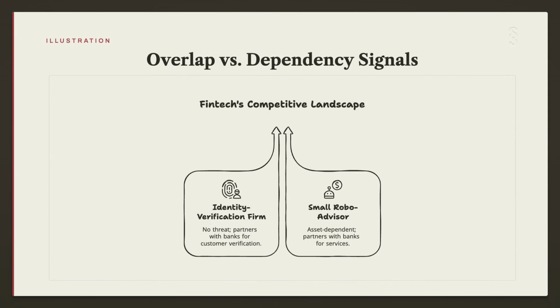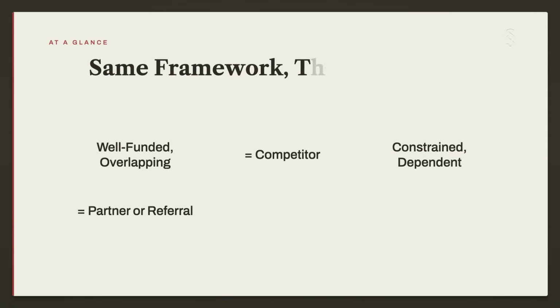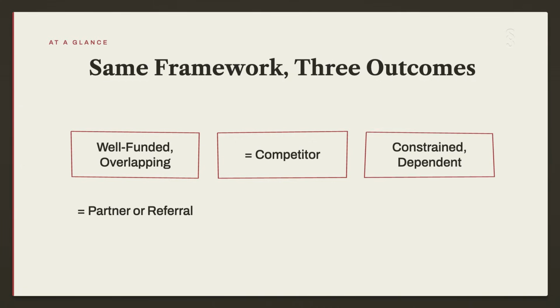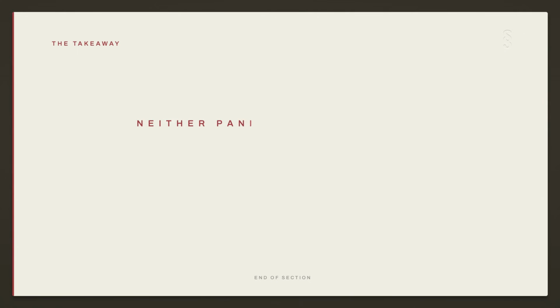Two classic examples make the logic concrete. The identity verification firm sells only to banks, so there's no customer overlap and no reason for alarm. The robo-advisor has great technology, but needs the bank's license, balance sheet, and distribution to scale, which makes it dependent, not dangerous. The same five questions produce different answers for different firms. A well-funded payments app targeting the bank's small business customers is a competitor. A capital-constrained robo-advisor seeking distribution is a partner, and a microloan platform serving abandoned borrowers is pure referral income.